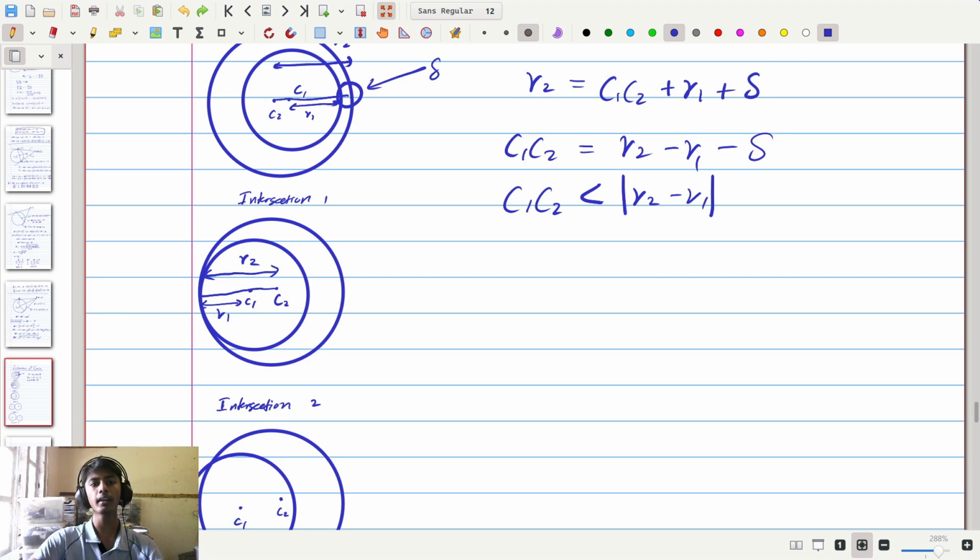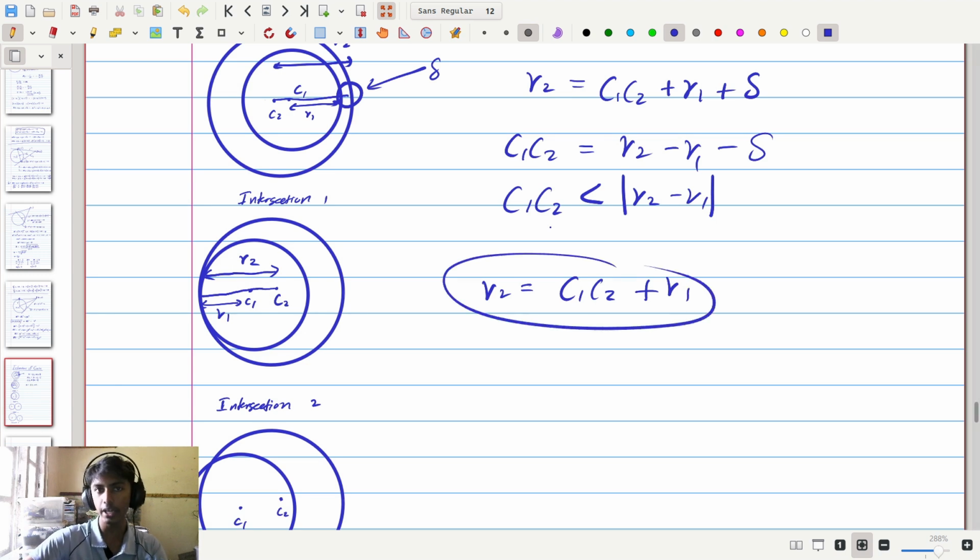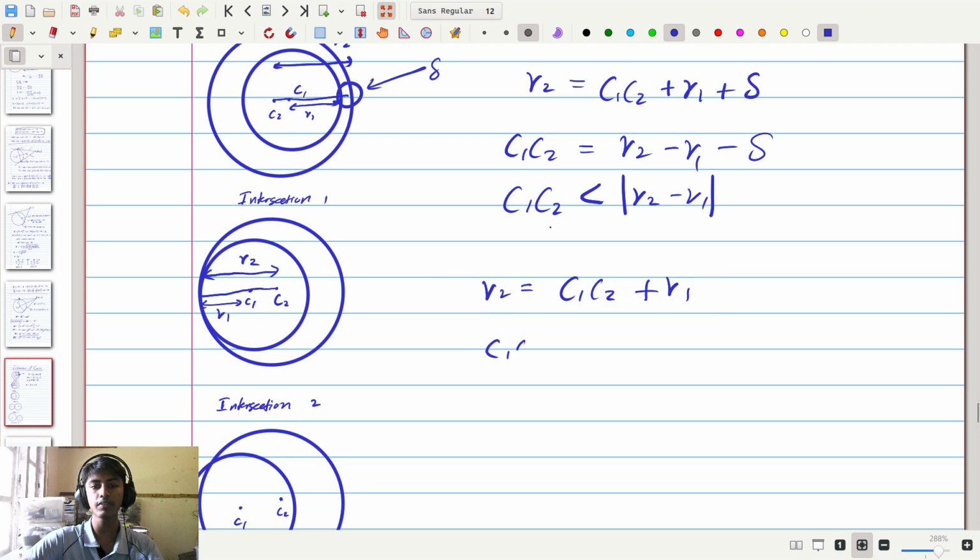Now, unlike the first intersection, there is no additional delta distance in this entire length. Due to that, we can write that R2 is equal to this distance, which is the distance between the two centers, which I'm going to write as C1C2, plus the distance R1. Therefore, rearranging this, we can see that the condition for this kind of intersection to occur is that C1C2 is equal to R2 minus R1.